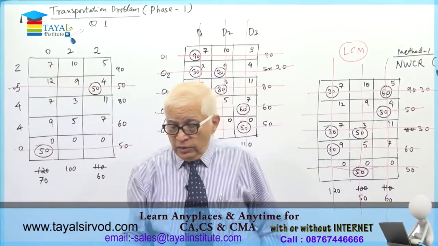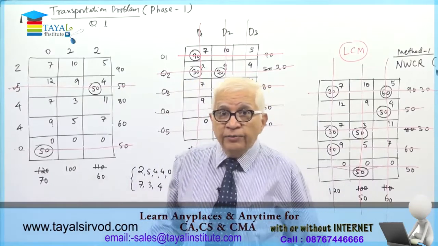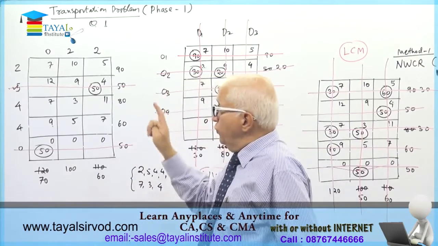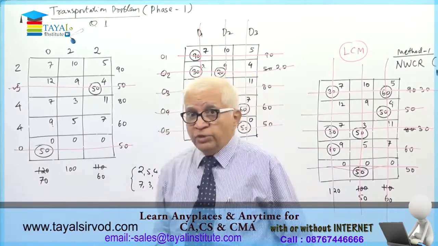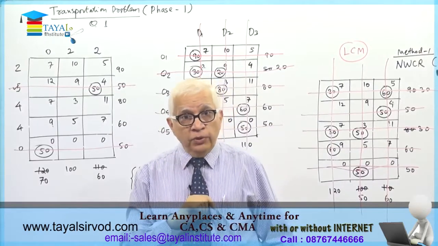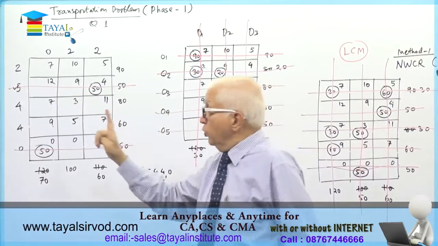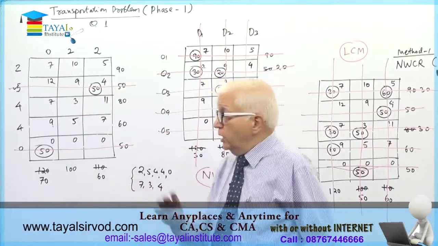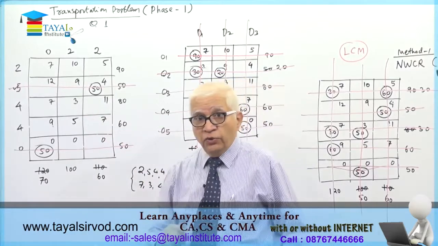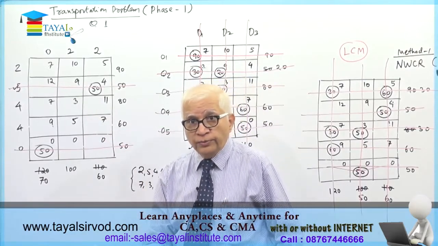Fine. What is the highest penalty now? Remember 2, 4, 4, 0, 2, 2. The highest penalty is 4. Okay. 4, but 4 is happening at two places. Row number 3, the penalty is 4. Row number 4 also the penalty is 4. Which one do we choose?